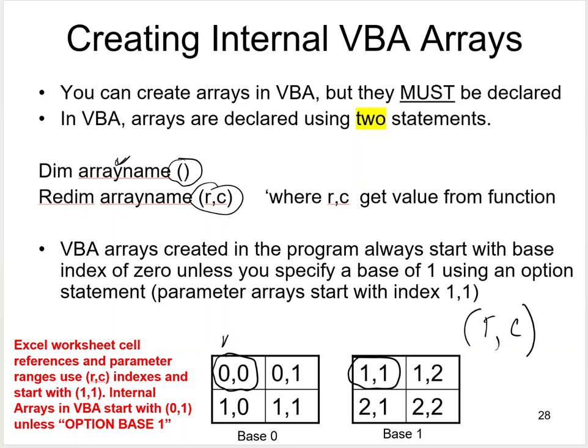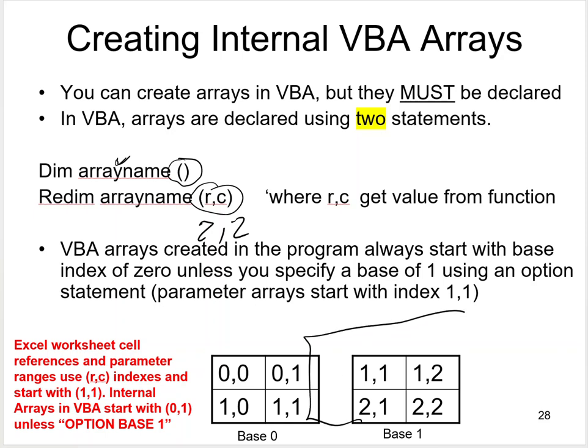So if you created in VBA a 2x2 matrix, you're not actually creating this. What you're actually creating is a 3x3, because you're creating 0, 0, 0, 1, 0, 2. So in VBA, if you don't tell VBA anything differently, if you just say I want a 2x2 matrix, it actually creates a 3x3 matrix because it's adding row 0, column 0.